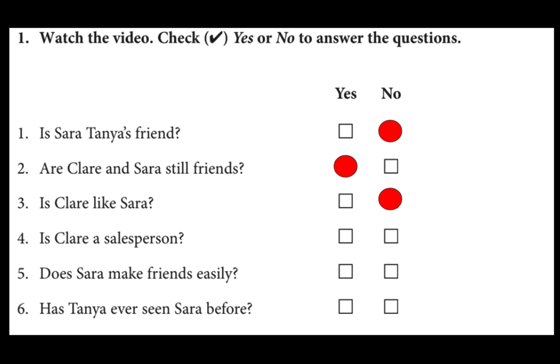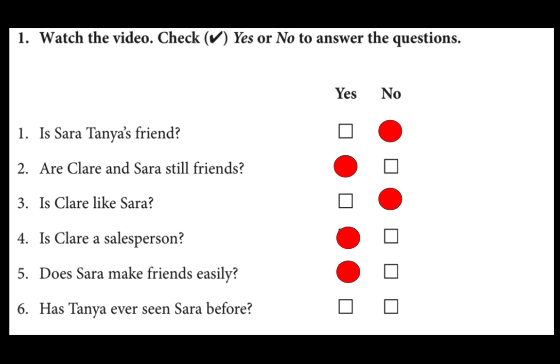So is Claire a salesperson? Yes or no? Yes, Claire is a salesperson. So Claire is very outgoing. She's someone who makes friends easily. I guess that's why she's such a good salesperson. And does Sarah make friends easily? Yes. She's someone who makes friends easily.